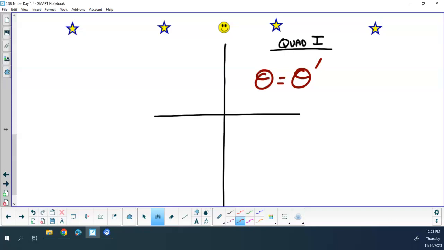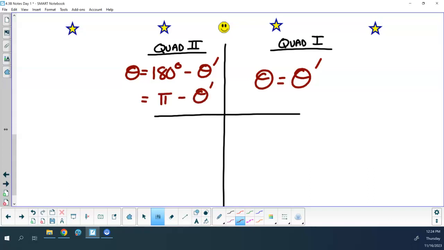Then let's slide over to quadrant 2. Now in quadrant 2, our theta is going to be 180 degrees minus our reference angle. Or, if we're dealing with radians, pi minus our reference angle. Because sometimes we'll say degrees, and sometimes we'll say radians.